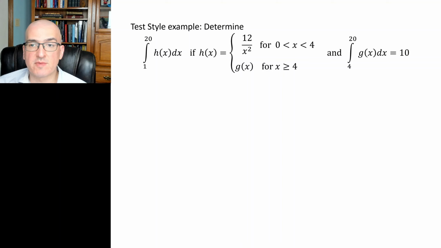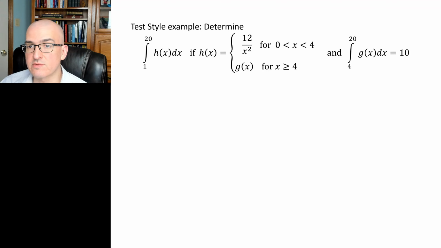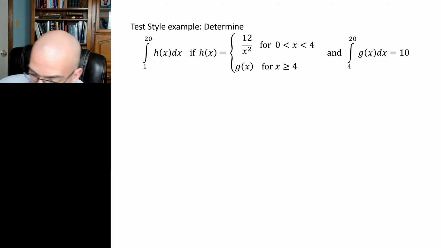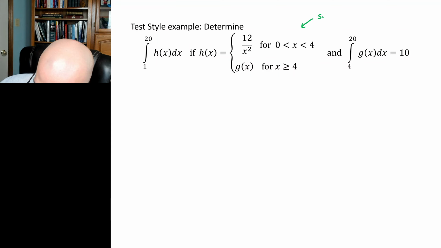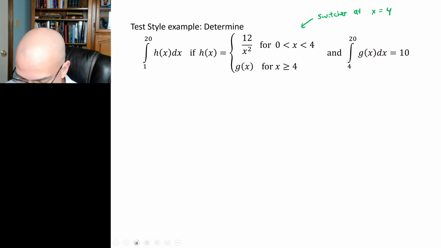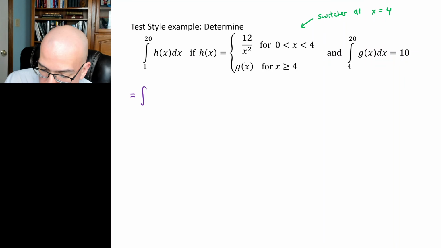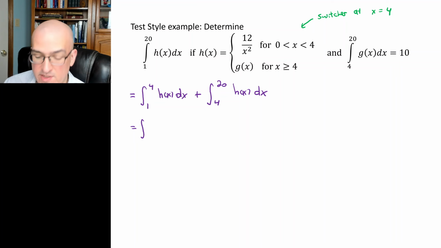We also have information about the integral from 4 to 20 of g of x. We're told that that integral is equal to 10. So this function switches its character at 4. That means we have to split our integral at 4. So this is going to be the integral from 1 to 4 of h of x plus the integral from 4 to 20 of h of x. Next thing we do is we replace the correct function with the correct piece.